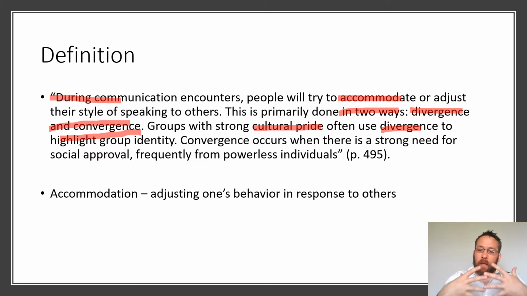I communicate in one way, I use certain language and vocabulary, and I'm going to continue to dig into that to show that I'm over here and you're over there. There is this divergence between cultures, between backgrounds. Convergence occurs when there's a strong need for social improvement, frequently in powerless individuals. So if a person doesn't have a lot of power, let's say they're new at a company, and they come from a working class background, but now they're moving into a white collar job.